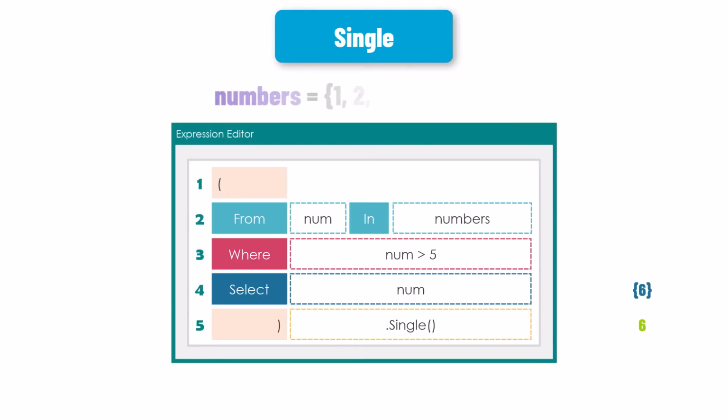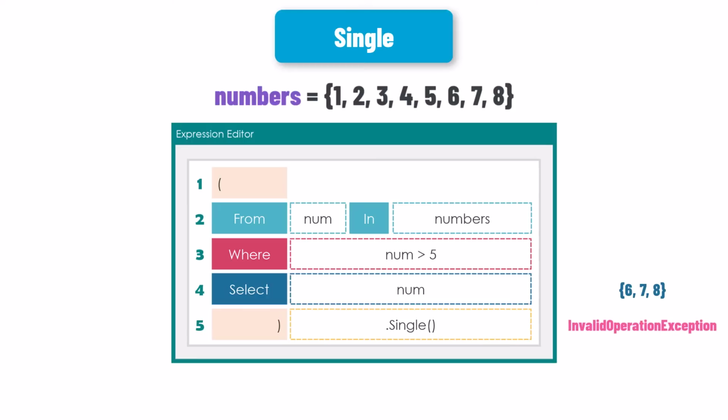Suppose I have other numbers inside the array. Now this query will return the following sequence, which contains more than one element. Using the Single method after the query throws an invalid operation exception, because the sequence contains more than one element. So, in case we are using the Single method for a sequence that contains no elements or more than one element, an exception will be thrown. Let's now see how to use the second overload.